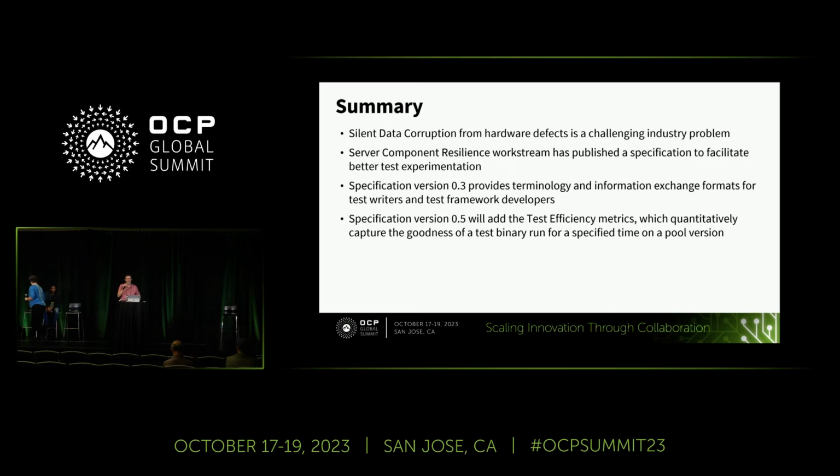So just to recap what we've talked about today, silent data corruption is a difficult problem in data centers, and we've come together and formed a work stream to try to address it. We've published our first version of the specification, which is 0.3, and it provides terminology and information exchange in order to facilitate discussion and experimentation. The 0.5 version is the first one that will cover metrics, which Lidia just introduced, and that's the way to quantitatively capture goodness from a test binary run for a specified amount of time on a particular pool version.